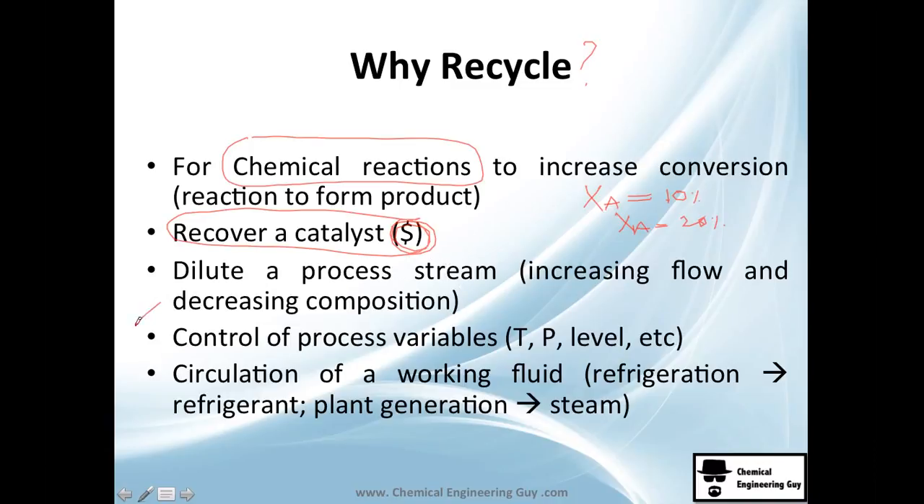Also, there are many processes in which you need to dilute the process stream. You know, a stream is so strong, I don't know, if you have sulfuric acid at 98%, and your pipeline just accepts 20%, you've got to dilute that. So you're going to recycle, which means you're going to increase the flow and decrease the composition, normally.